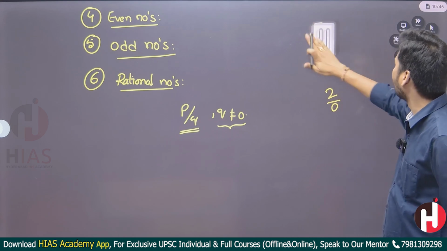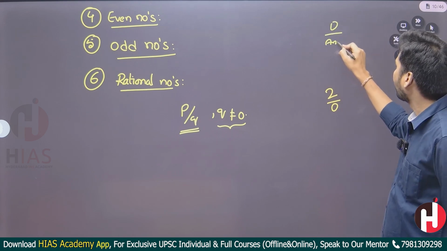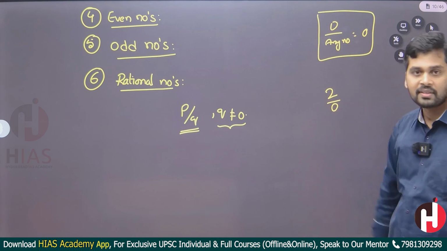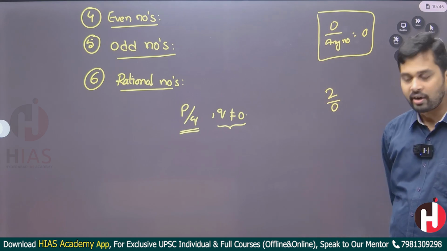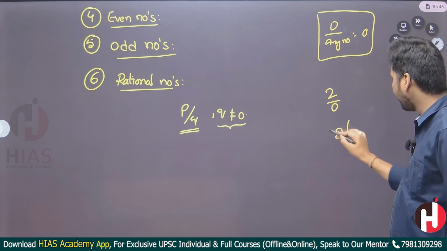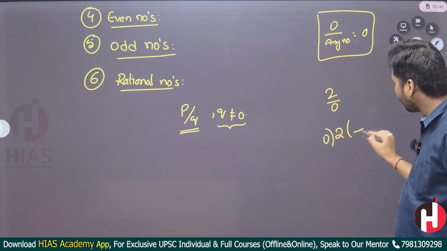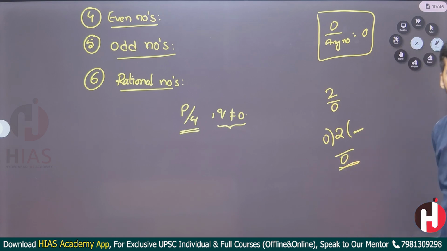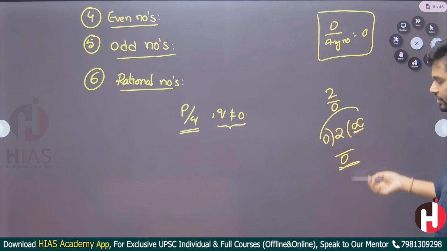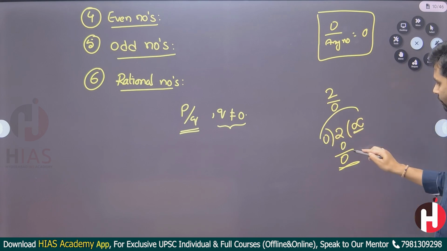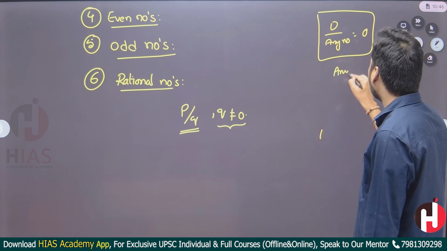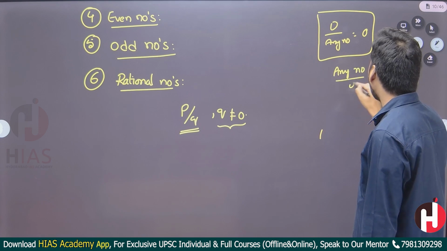0 by any number is what? 0. Zero by any number is 0. But any number by 0? It's not infinity. See, 2 when you divide with 0, for which quotient do you get the remainder 0? You take any value, even if you write infinity here, 0 into infinity is 0 only. So 2 minus 0, we don't get 0. Basically, any number by 0 will become not defined. It is undefined.